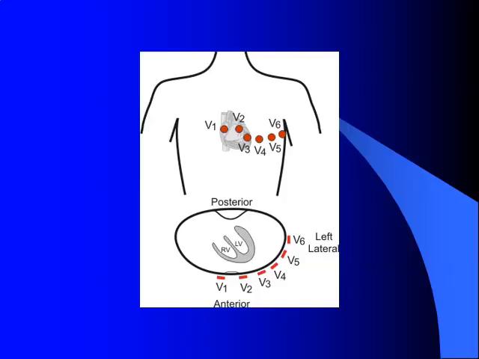Again, here's just the superior view of the heart, the anterior side at the bottom of the screen, posterior towards the middle there, with our lead placement superimposed. So it's kind of easy to see V1 and V2. And just imagine that there's a straight line coming out of those electrodes, the V electrodes, and that's going to show you where they're looking at on that heart.